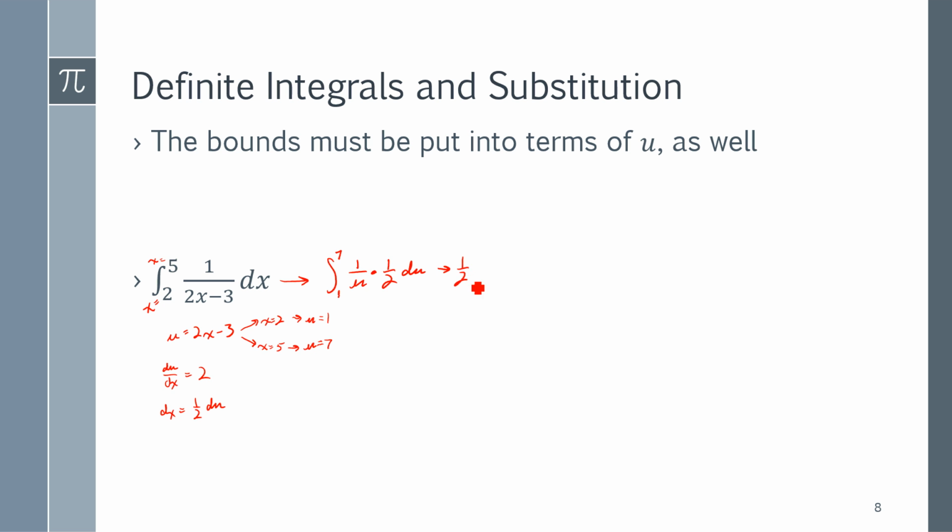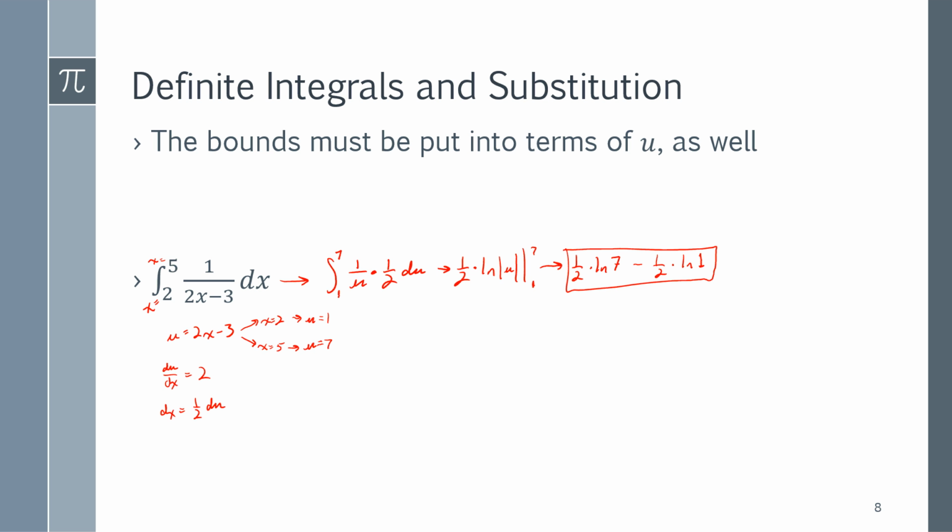So I have 1/2. Antiderivative of 1 over u is the natural log of the absolute value of u from 1 to 7. Because my bounds are already positive, I really don't need the absolute value. So I have 1/2 times the natural log of 7 minus 1/2 times the natural log of 1. And there is my evaluated definite integral.